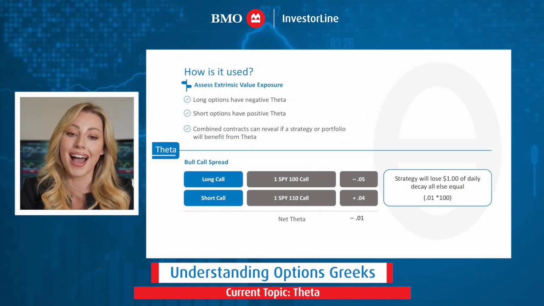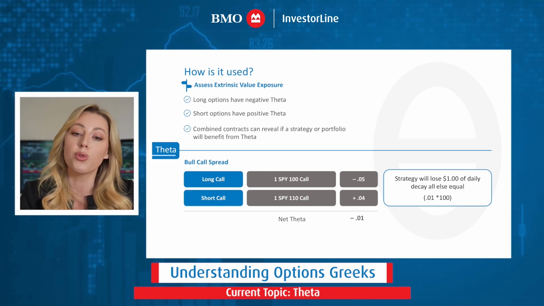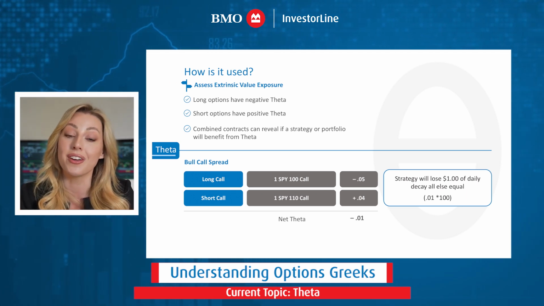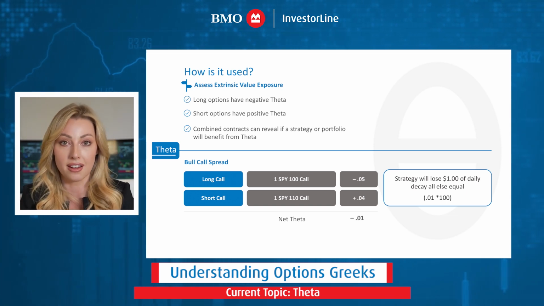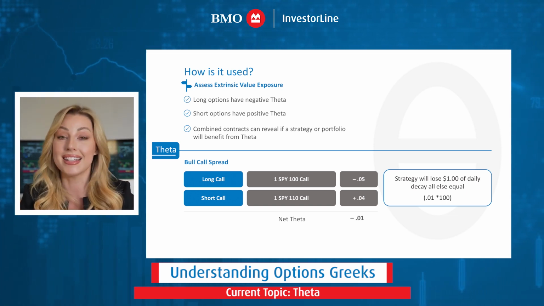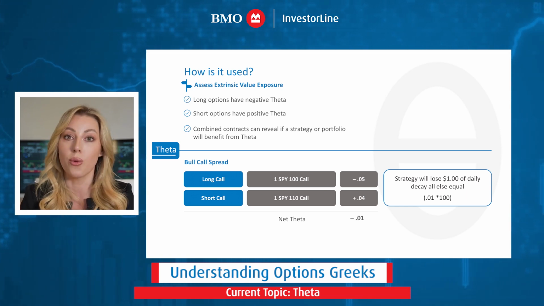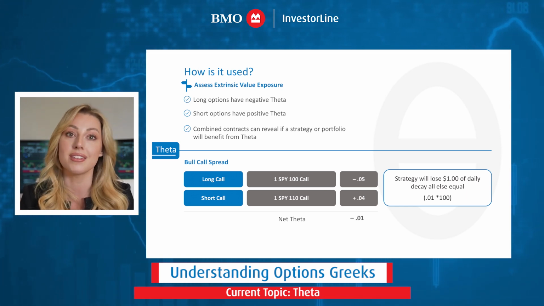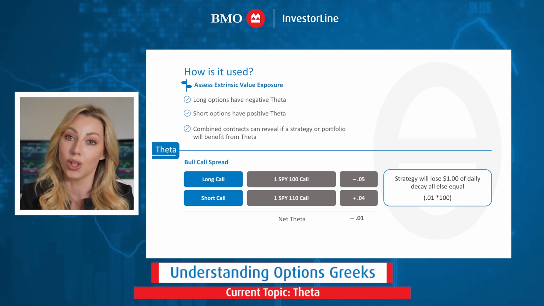So let's talk about how theta is actually used. First and foremost, we're going to assess our extrinsic value exposure. Long options are going to have a negative theta, so that means that this decay in extrinsic value isn't good for me. Short options are going to have a positive theta value because decay is good for me. I want to be able to buy it back at a lower price.